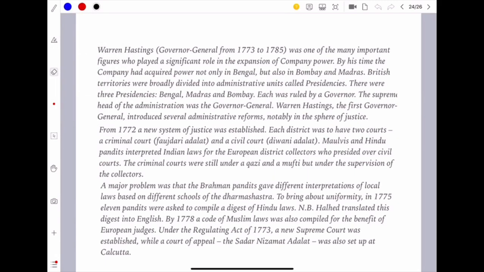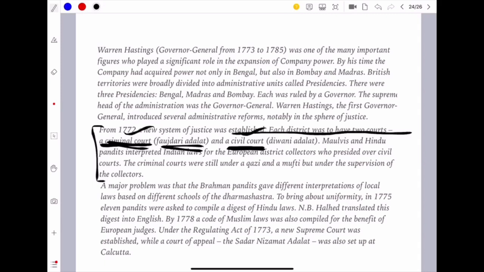Now, from this time period, 1772, a system of justice was established. Each district had two courts: criminal courts, that is the Faujdari Adalat, and a civil court. Criminal courts were for crimes, and civil courts were for divorces and matters related to laws, the Diwani Adalat.